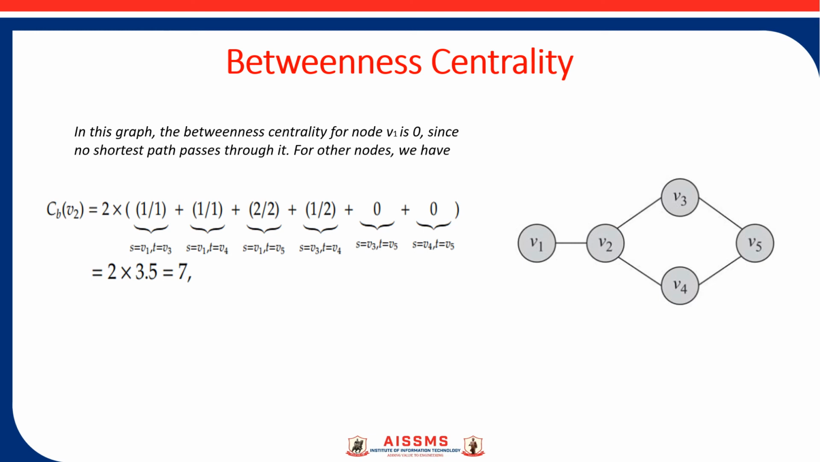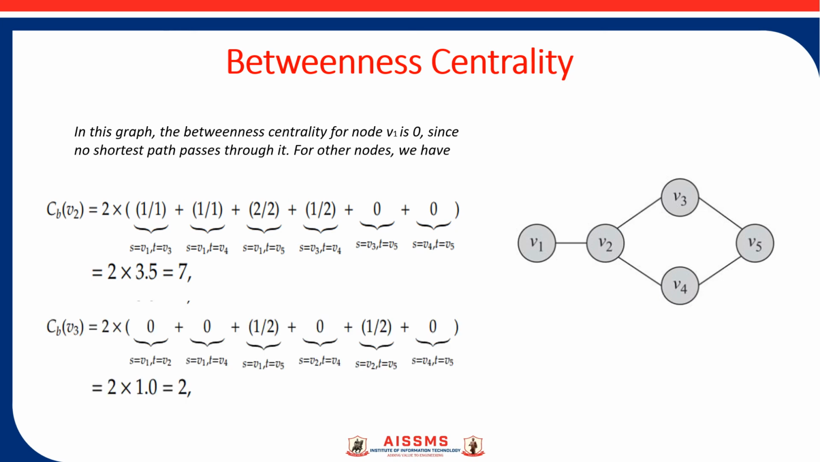When we change S to V3 and T to V5, V2 does not come into the picture for V3 and V5, so its value will be 0, because in the numerator we have to see how many shortest paths between V3 and V5 pass through V2, but in this case it is 0. Similarly, for V4 and V5, V2 does not come into the shortest path, so it will be 0. Hence the betweenness centrality of V2 is calculated as 7.